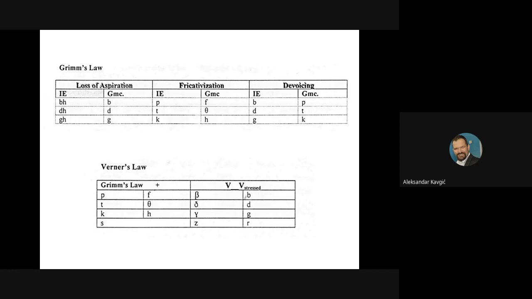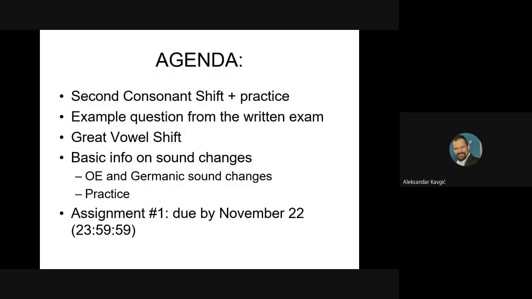And now let's start with the agenda. Today we will finish the consonant shift, so the second consonant shift, the great vowel shift, and we will practice an example question for the written exam, but the order is different. We will do the second consonant shift and great vowel shift, and then the example question from the written exam, and that will constitute 30% of your final grade. So these questions from the previous lectures and practice classes together with this first part of today's lecture should be enough for 3 out of 10 questions.